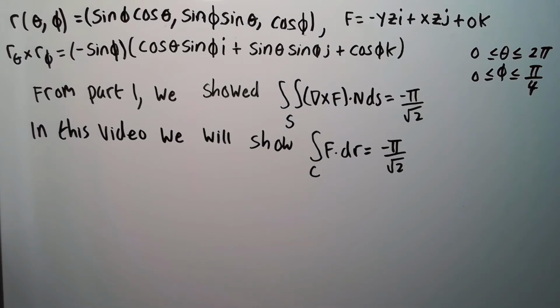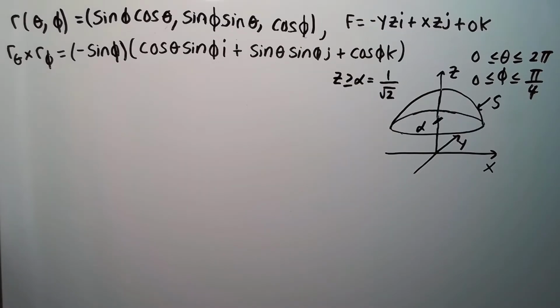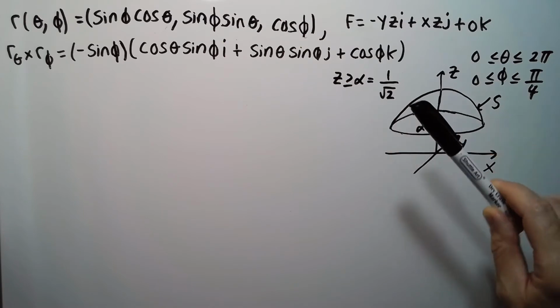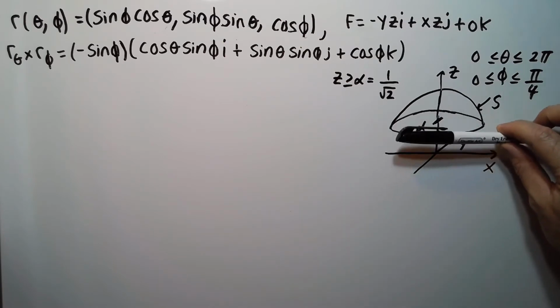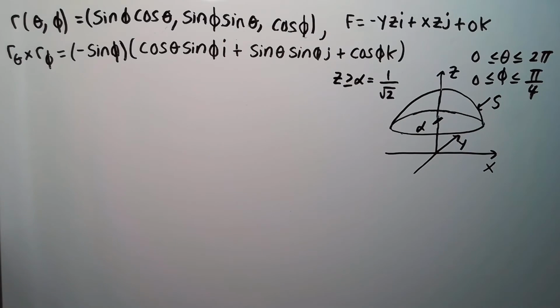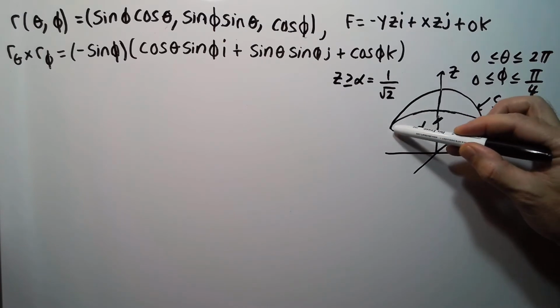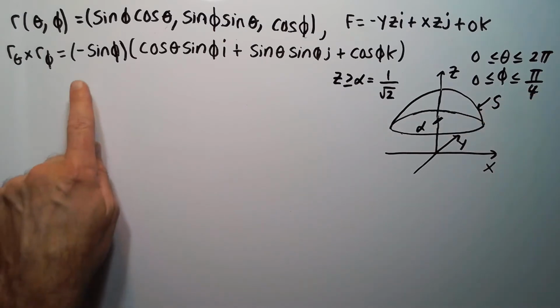Okay, so let me draw my surface again and we'll take a look at it. So here's my surface. Again, it was like the unit sphere, but we're looking at the part of it where z is greater than or equal to 1 over square root of 2. That's what I'm calling alpha here. So it's like the top portion of the unit sphere, where the z value is bigger than or equal to 1 over square root of 2. Okay, so our boundary then would be in here. So we have to figure out what the positive orientation is. But this is my normal vector over here.